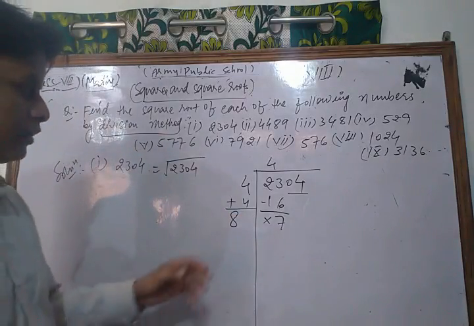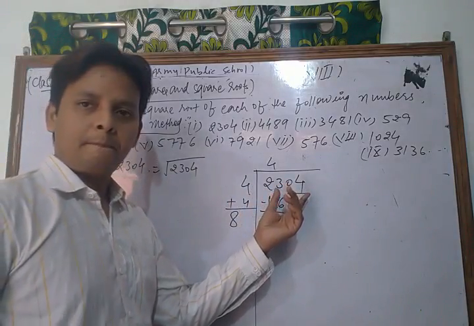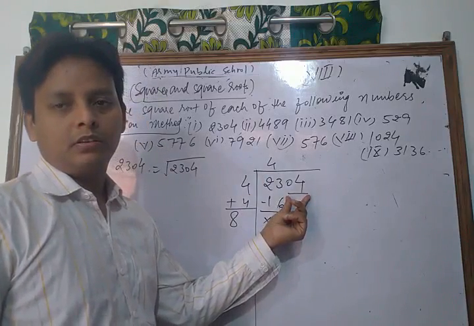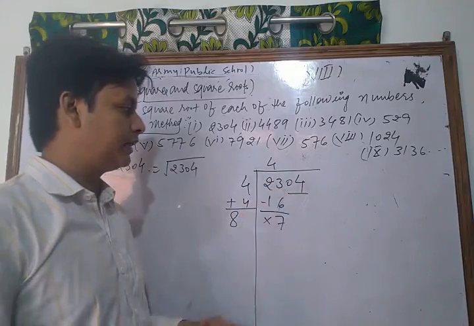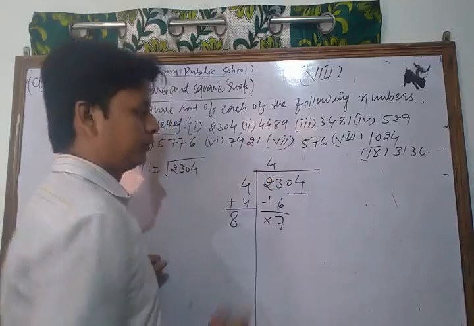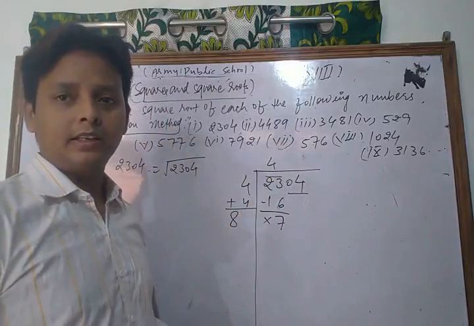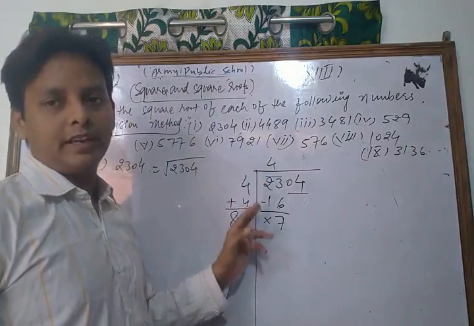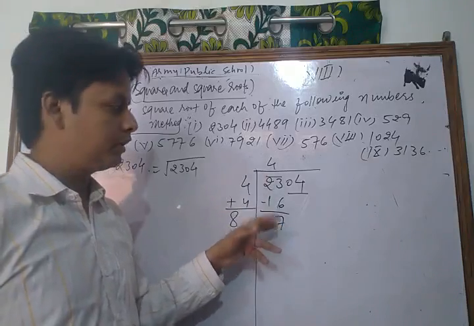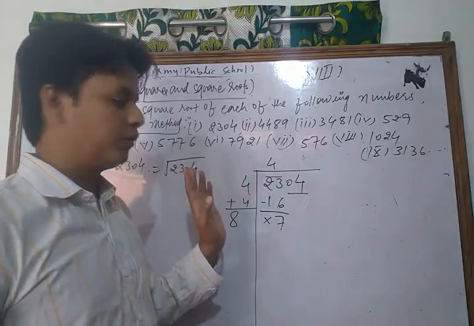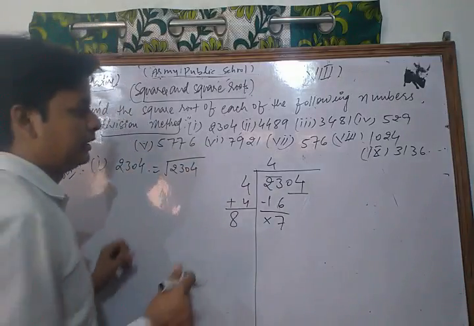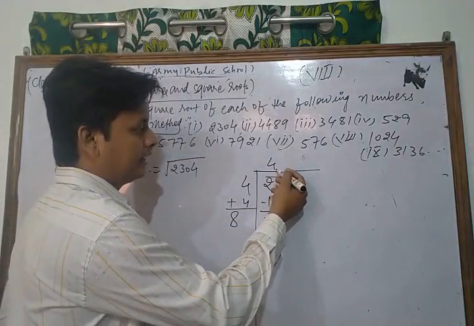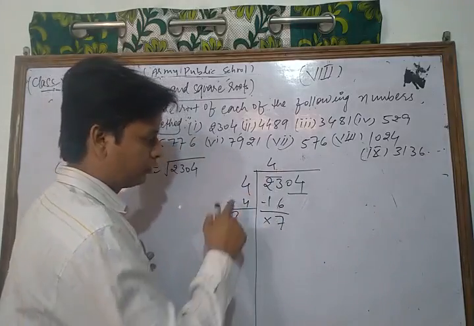Let's see once more. First of all, we write the given number and form the pairs from the right side of that number. This is 04 and this is 23, another pair. We take the first pair and check the table: 2 twos are 4, 3 threes are 9, 4 fours are 16, 5 fives are 25. 25 is greater than 23, so we take 4. 4 fours are 16. After that we subtract, and then we add the quotient to the divisor, 4 plus 4 is 8.